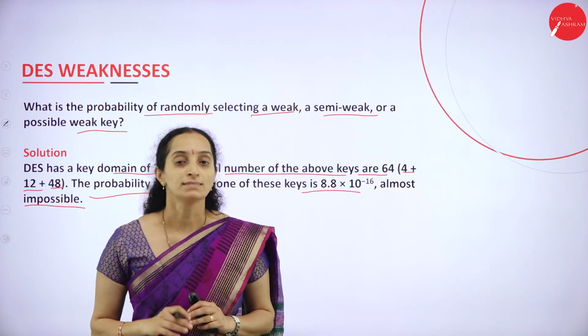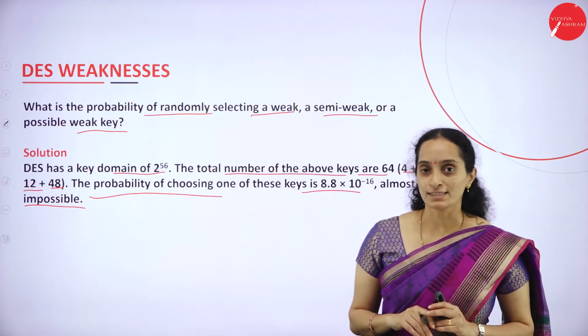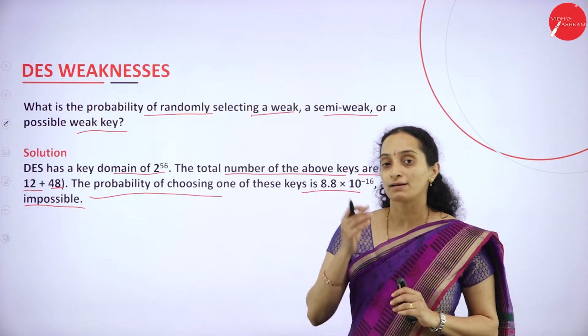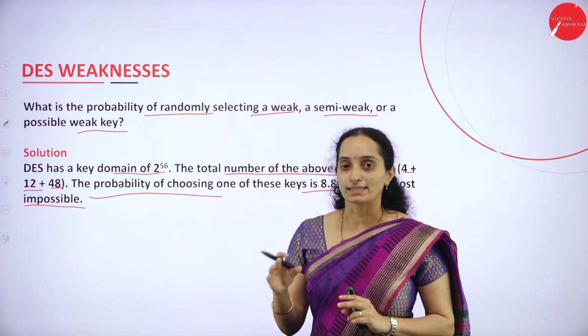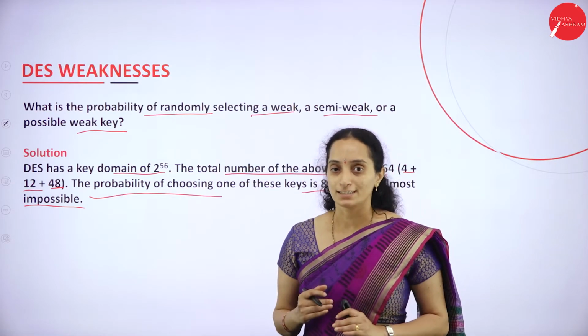Even though there are chances of getting weak keys, the possibility of the algorithm randomly selecting a semi-weak key or weak key is almost 0.